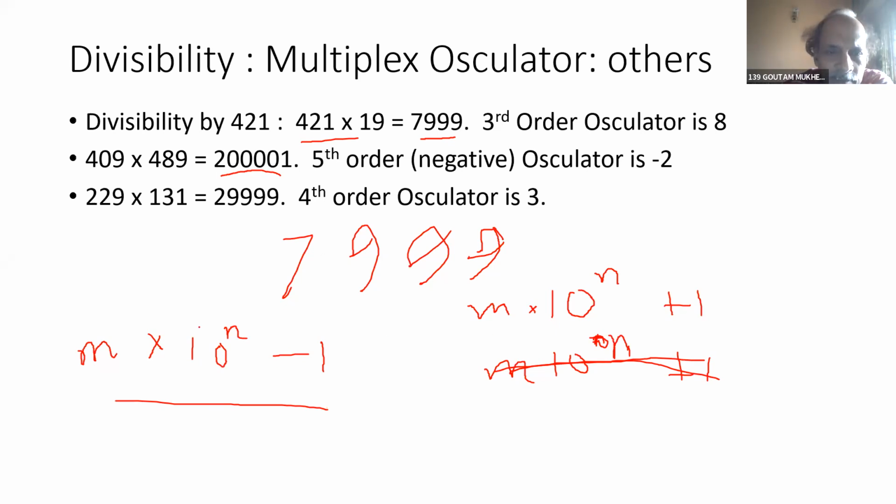So here minus means here plus. And here plus means here minus. So like the 7 into 10 cube. Oh, sorry, 8. 8 into 10 cube, but 8,000 minus 1 is 7,000. Right. So its third order means 10 to the power 3. Third order oscillator is plus 8. Here it is 8 minus 1, so plus 8.